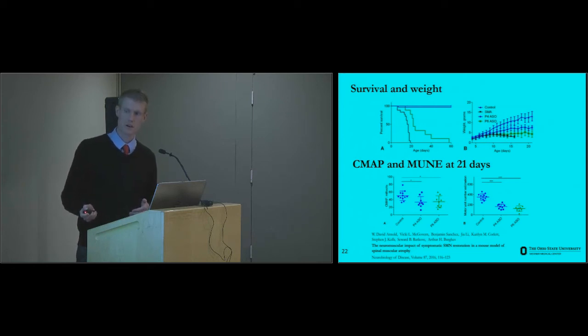And you see that with CMAP, it's reduced, but it's almost starting to normalize because of collateral reinnervation. But with delay, you can see there's loss of motor unit number with the later treatment. So this suggested that early treatment is probably really, really critical.